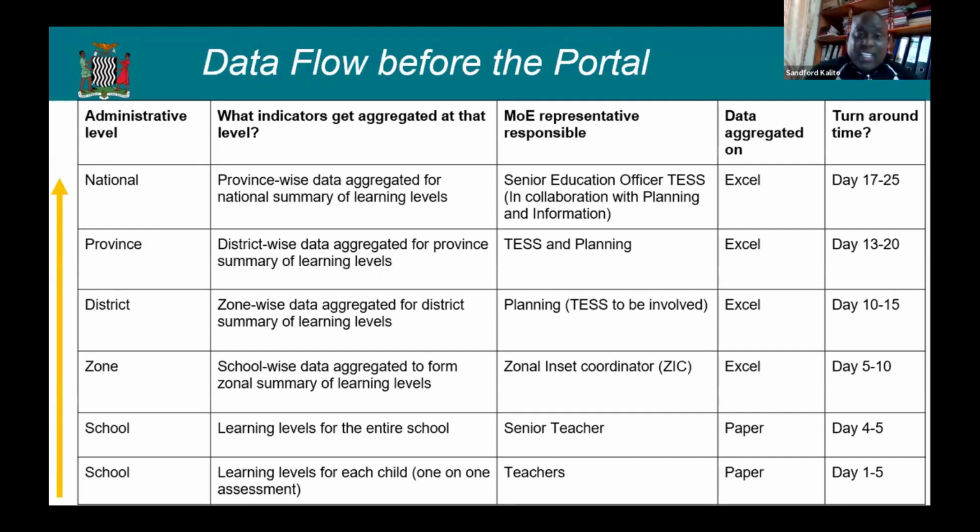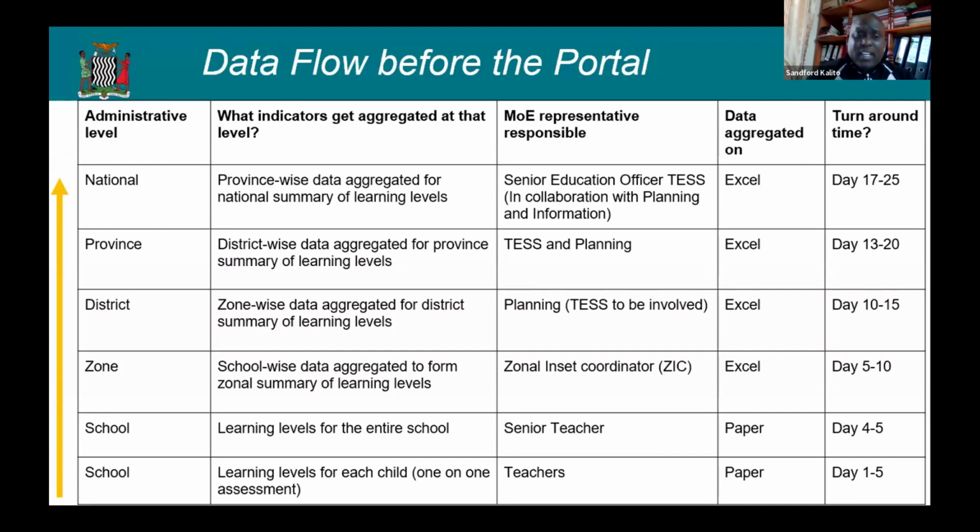Now, to do the data flow before the portal, we start from the bottom here. Each school is given 1 to 5 days basically to run around the assessment, and this is done one-on-one by the teachers. So learning levels for each child are assessed at that level. So a school will carry out that process, and that's how the assessment will be done the first 5 days.